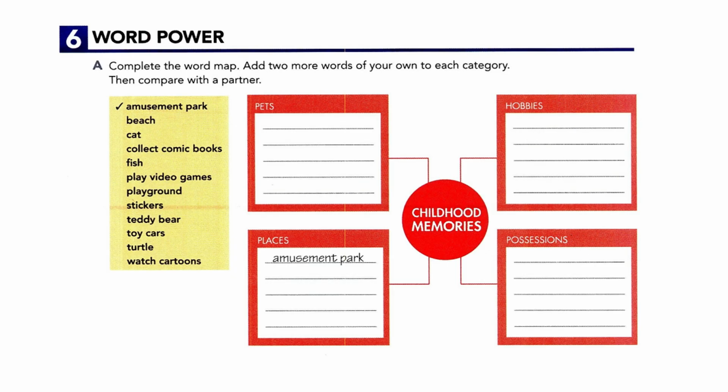Okay? Here we have this word power. I'm going to show it to you now. I will send it to the WhatsApp group. Many of these terms you already know. If there is one or two you don't know, remember to look them up because they will probably be in your practice in a match exercise. Here we have amusement park, beach, cat, collect comic books, fish, play video games, playground, stickers, teddy bear, toy cars, turtle, watch cartoons.